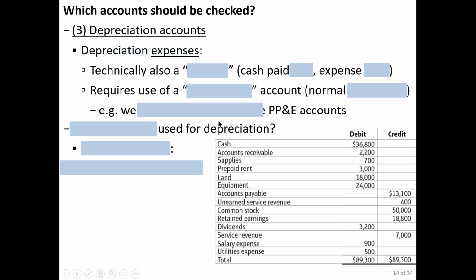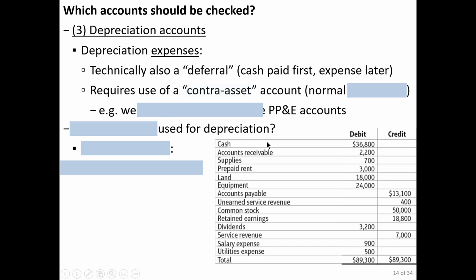So depreciation expenses, what are those? Technically, these are also deferral type expenses. We paid cash for equipment like our laptop. We paid for it first, but over time we need to expense it. So when you think about long-term assets, they're essentially like deferrals, in that we expense things over long periods of time.